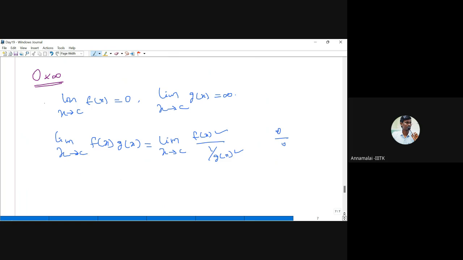So we have to convert this 0 into infinity form into 0 by 0 form, replacing the infinity term. Since here we get infinity for the function g of x, you have to take 1 by g of x. You will get the answer.